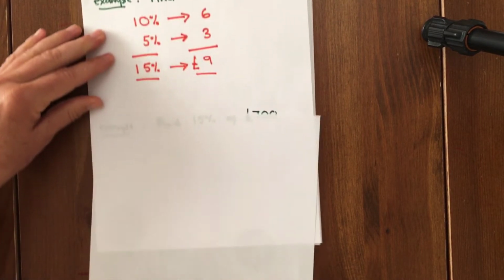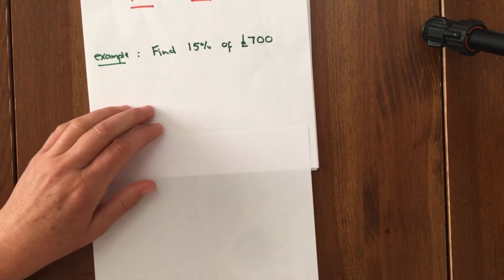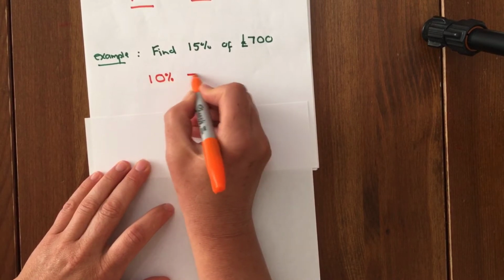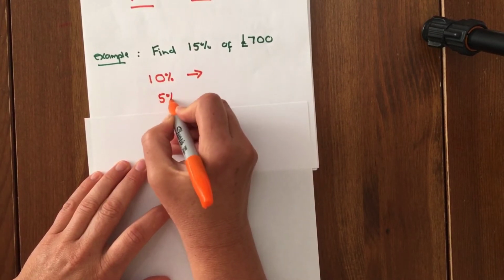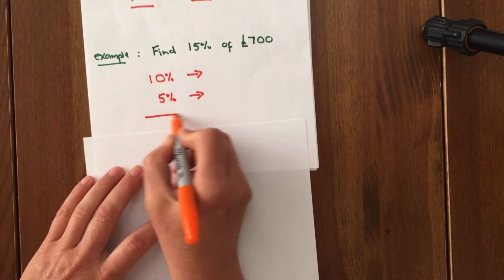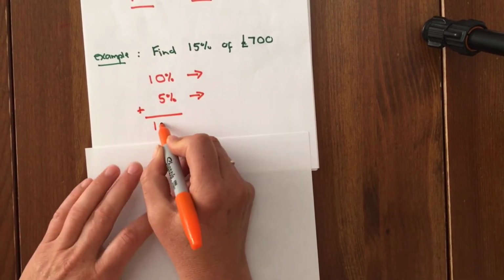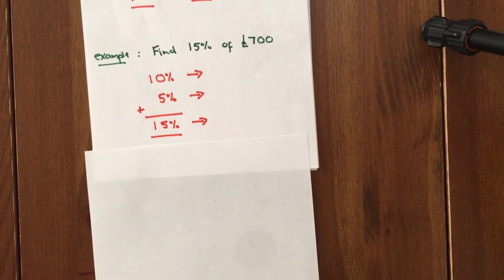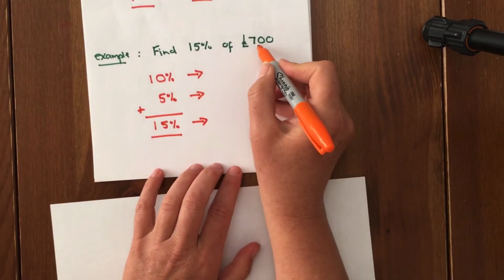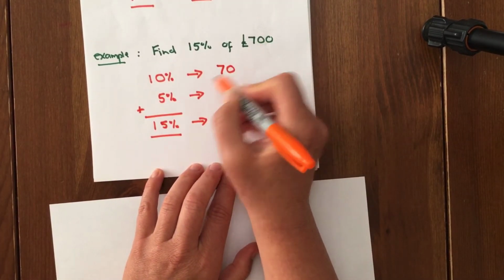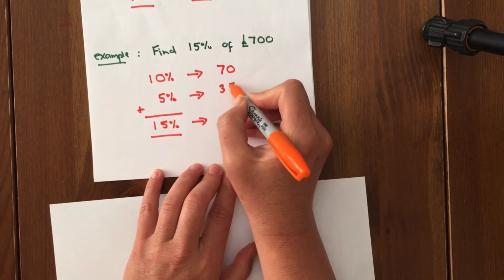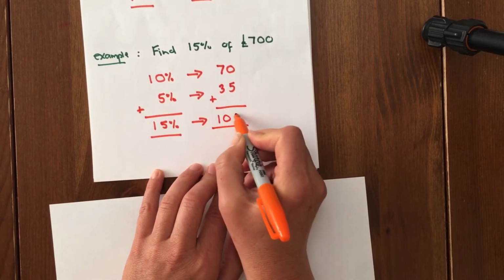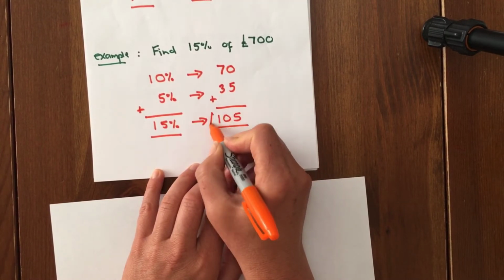So let's do one more example. Make sure you write this in your books, please, to find 15% of 700. So the key is, these are the steps: I'm going to find 10%, I'm going to find 5%, and then I'm going to add them together to get 15%. So you could pause now and have a go at doing that. So 10% divide by 10, 5% half 10%, add the two together to get 15%. So I get £105.